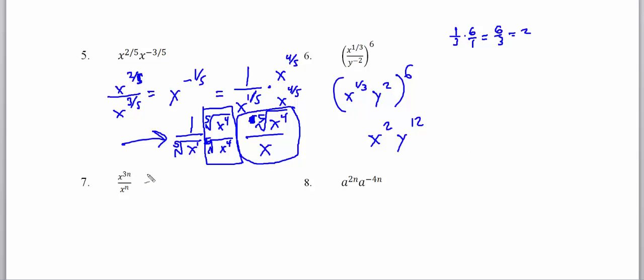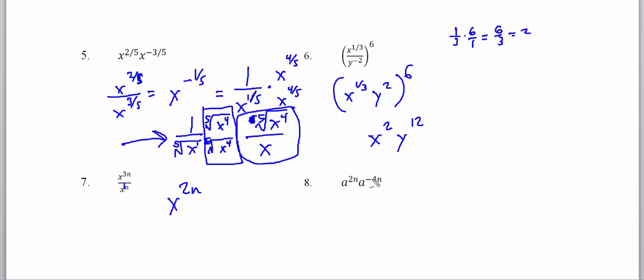Problem number 7, a little bit of a break, because in problem number 7 there are no negative exponents, so we are just going to use the quotient rule and subtract these two. So 3n minus n, or 3n minus 1n, is the same thing as 2n. So x to the 2n is the answer to number 7, and boy, there's just not much else to do with that problem, is there?